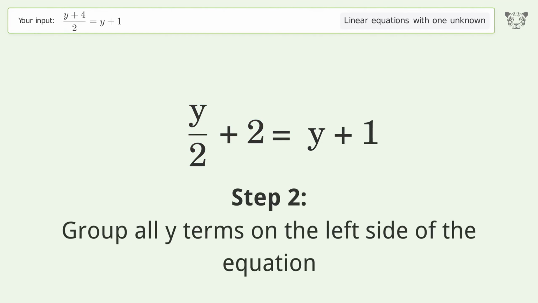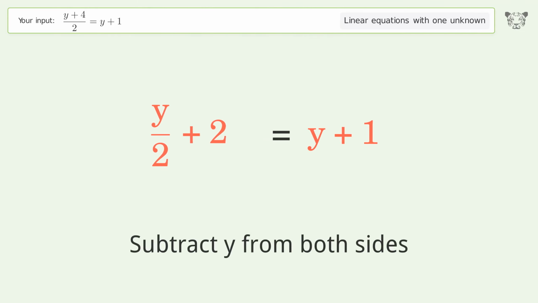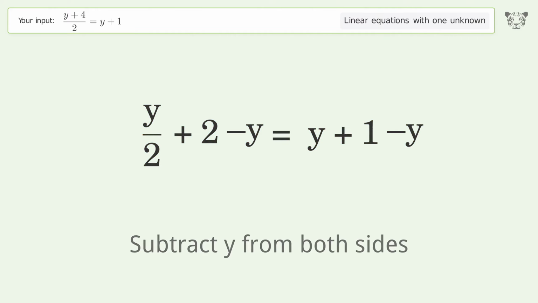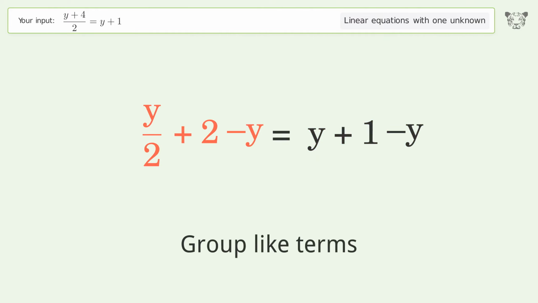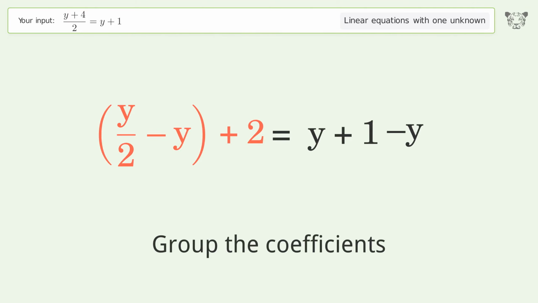Group all y terms on the left side of the equation. Subtract y from both sides. Group like terms. Group the coefficients.